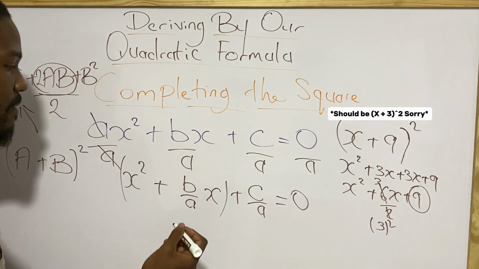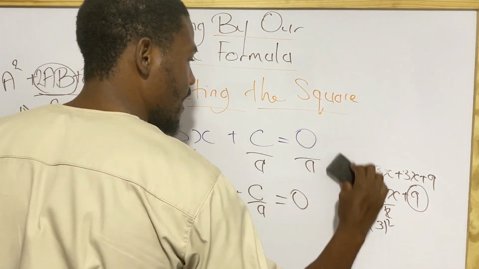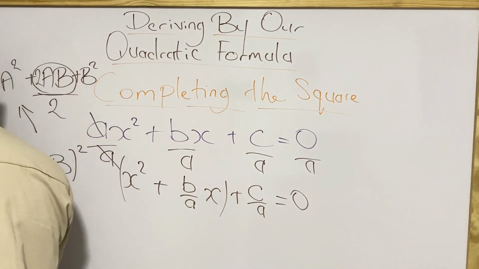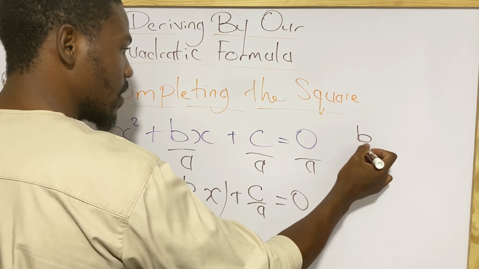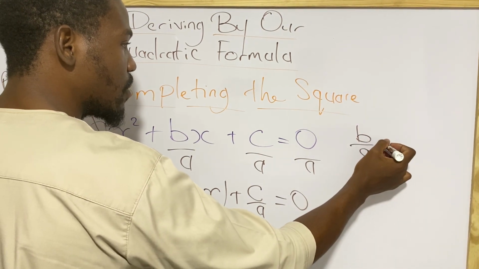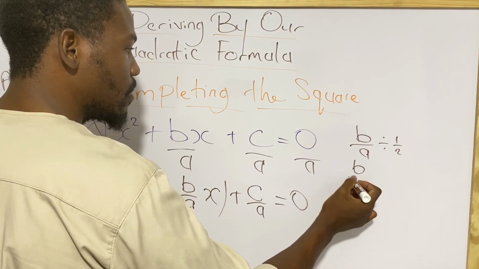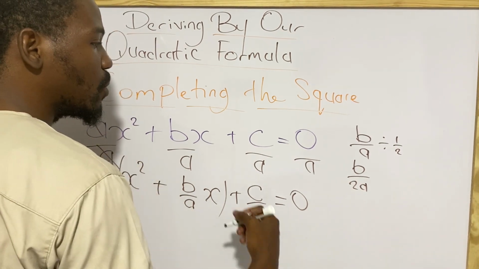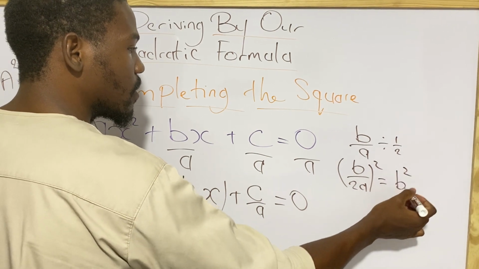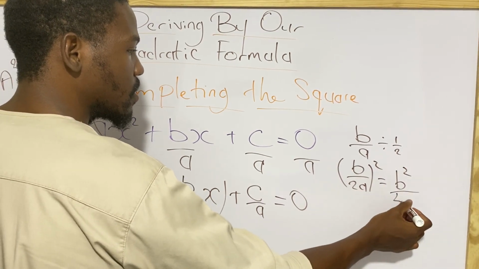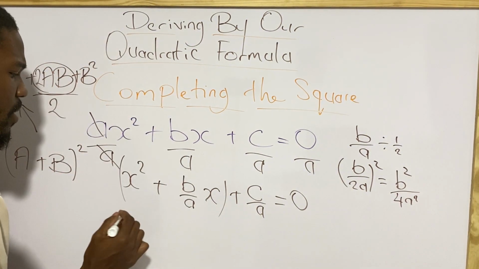So in halving B over A, in halving it, it means that we're dividing it by half. We could have this written out as B over 2A. And then we're going to square it. Squaring it is going to give us B squared over 2 squared, which is 4, times A squared. So that is what we're going to be having right there.